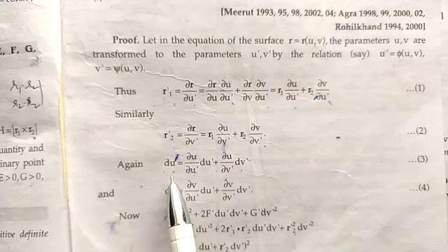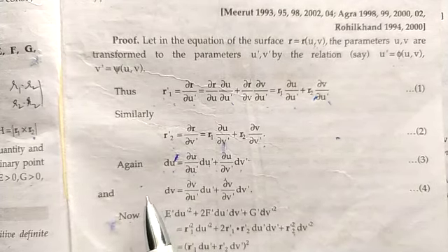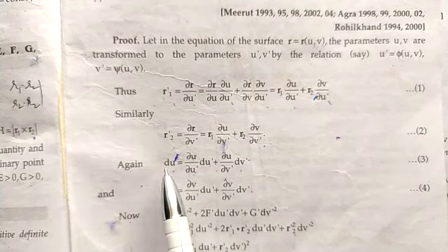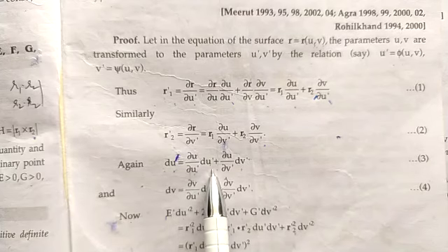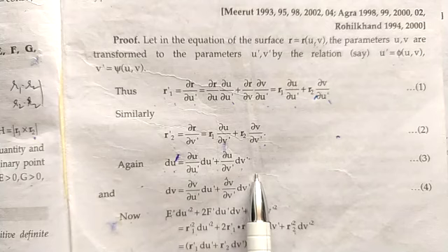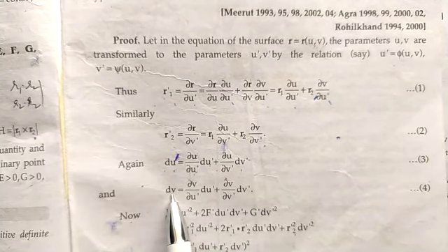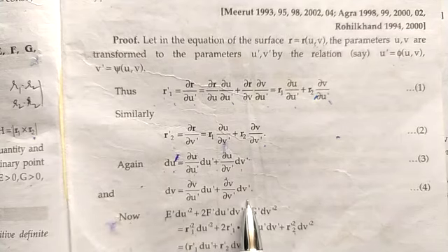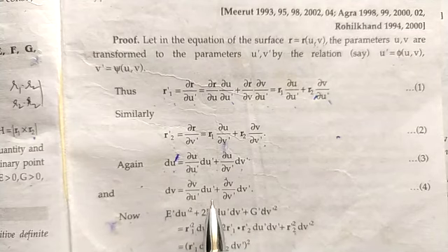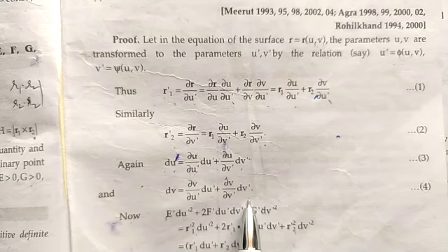Now let us find du and dv in terms of the new parameters. We can say u and v are functions of u dash and v dash. So du can be written as ∂u/∂u dash into du dash plus ∂u/∂v dash into dv dash. In the same way, let us find dv, because v can be taken as a function of u dash and v dash. So dv is given by ∂v/∂u dash into du dash plus ∂v/∂v dash into dv dash.